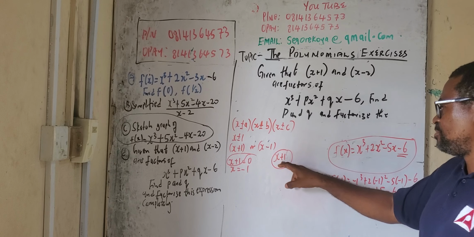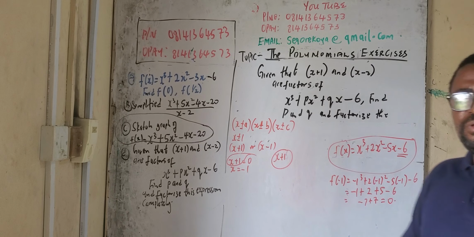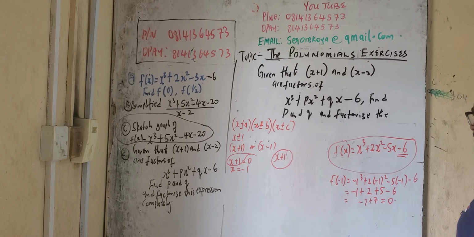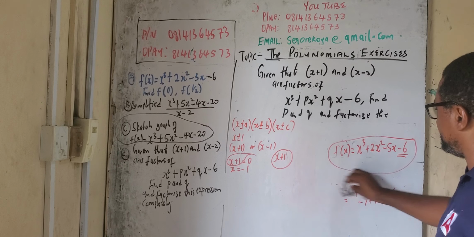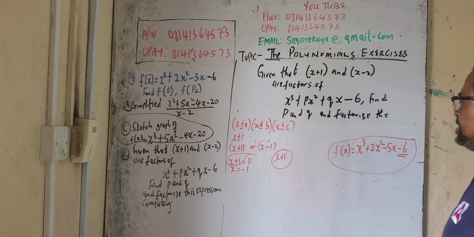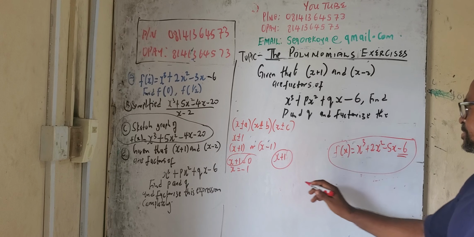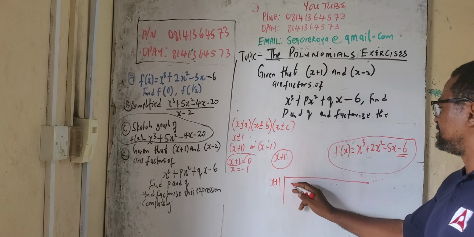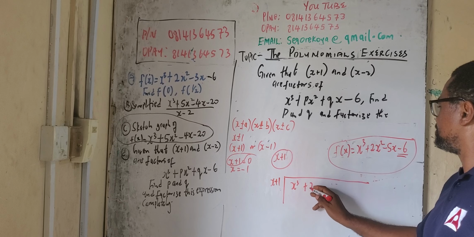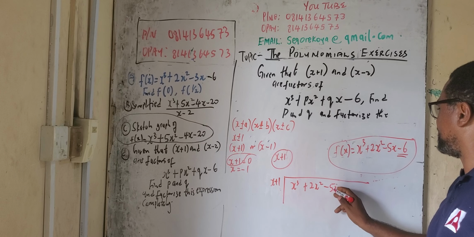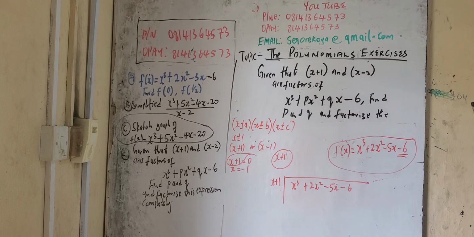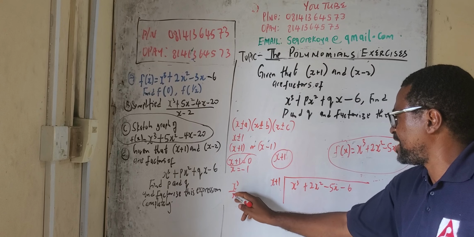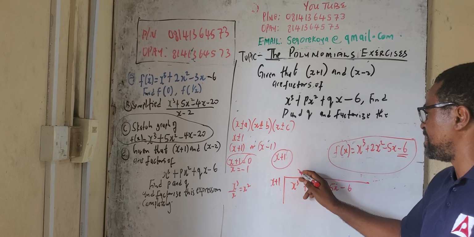Since I've obtained one of the factors, I will now use what is called the long division method to get the other factors out. So what I'm going to do now is to use this factor to divide this polynomial function. So I have x plus 1, long division method. I put this one inside here, x cubed plus 2x squared minus 5x minus 6. Here now, we use this first term to divide. That is x cubed divided by x, gives me x squared. So you put x squared here.